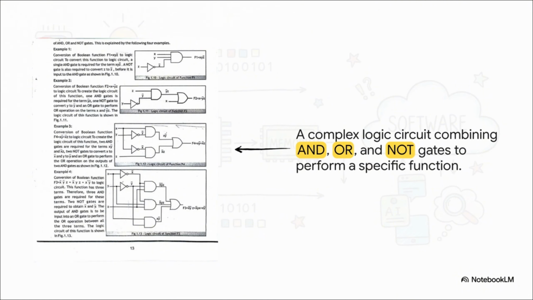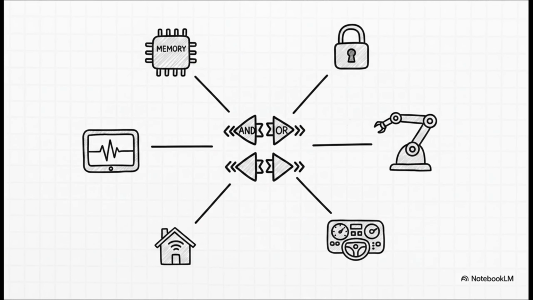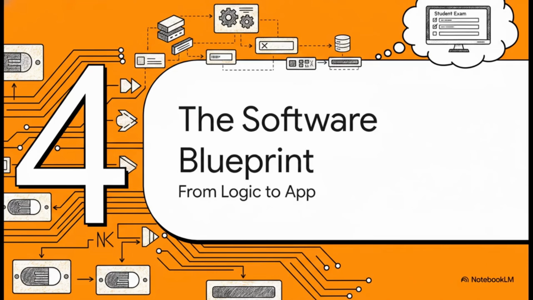This is the magic. By linking these simple, almost dumb little parts together in clever patterns, we can create circuits that do complex math and make really sophisticated choices. And because we can build these circuits to solve pretty much any logical problem, they have become the invisible foundation of our entire world. They're what make up computer memory. They help keep our data secure. They control everything from the robots in a factory to the medical devices in a hospital, all the way to the anti-lock brakes in your car. They're everywhere.